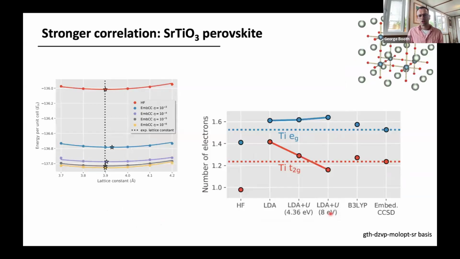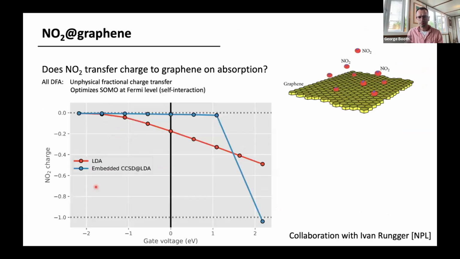Can go to slightly stronger correlation, strontium titanate, and we can look at things like the occupation of different atomic orbitals in the T2G and the EG sets, and compare them to literature values within LDA plus U frameworks, and also, again, converge equations of state.